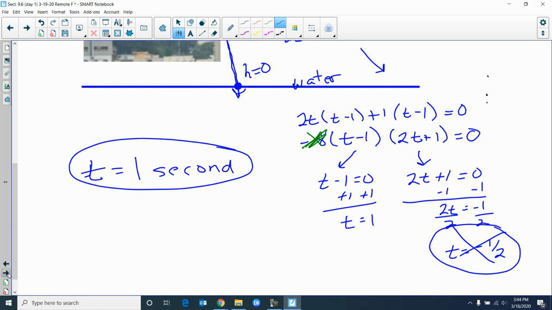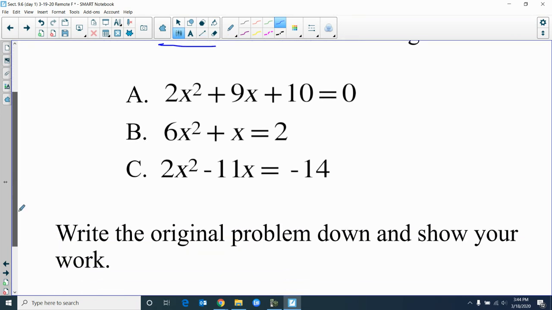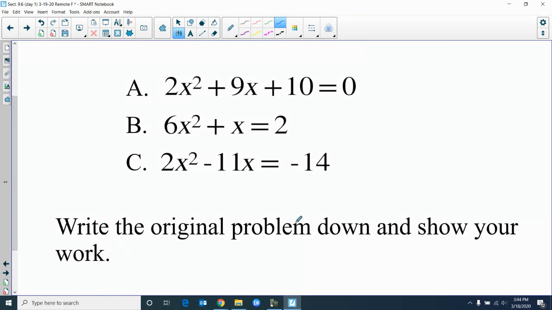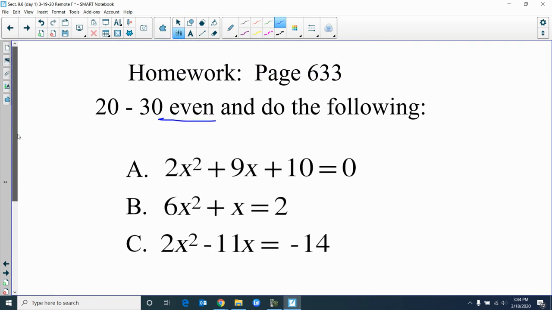That concludes our first attempt here. Homework: page 633, 20 through 30 even, and the following problems. You need to write the original problem down and show your work. You're going to need to upload this through Canvas to me. This is your first assignment. That's how I check, and I need to get this from everybody.